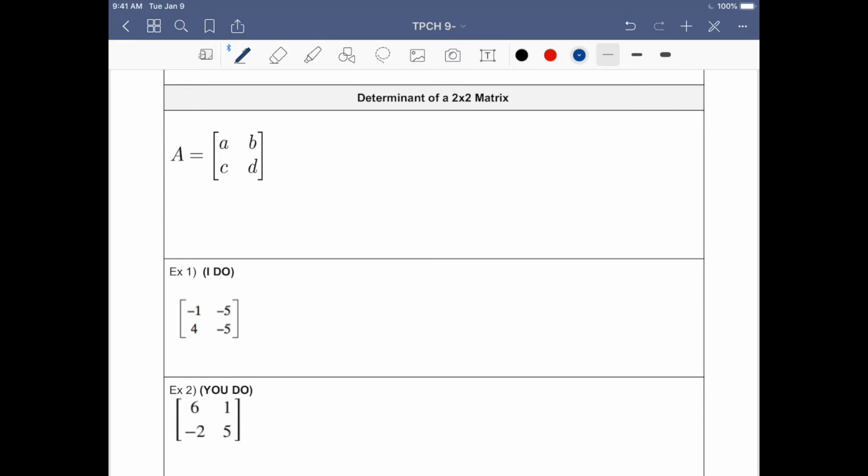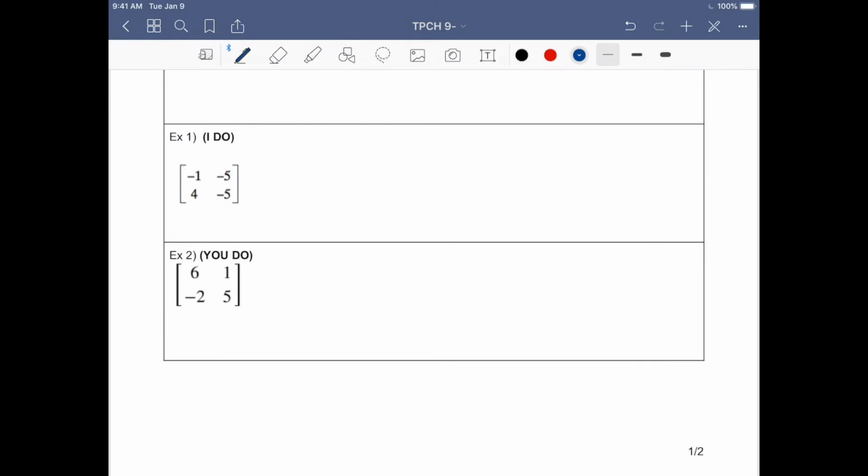To find the determinant of a 2x2 matrix, we're going to multiply this diagonal together, so A times D, and we're going to subtract this diagonal from it. And that is the determinant of a 2x2 matrix. You will get a single number.